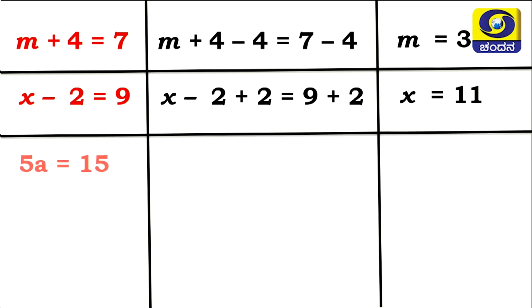Very good. Next one, 5a is equal to 15. 5a, what is the operation here? Multiplication. That is 5 into a is equal to 15.